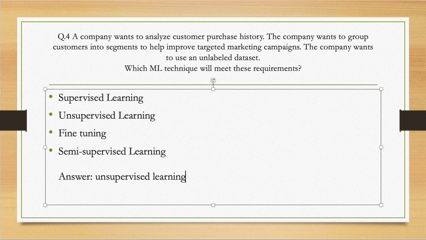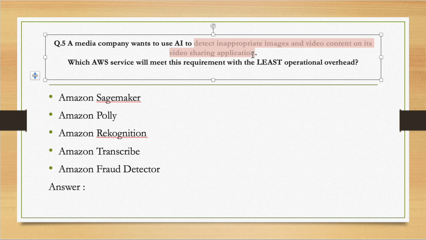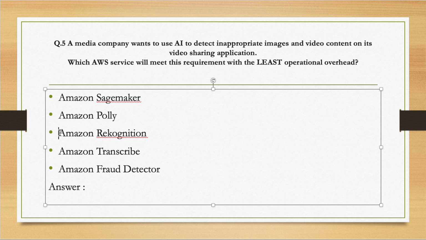Correct. Now moving on to the next question. A media company wants to use AI to detect inappropriate images and content in its application. So these are the keywords. Basically it wants to detect images. We have already discussed that for images we already have an Amazon service called Rekognition, which is used to identify images. So this is a direct, easier question you can answer directly.